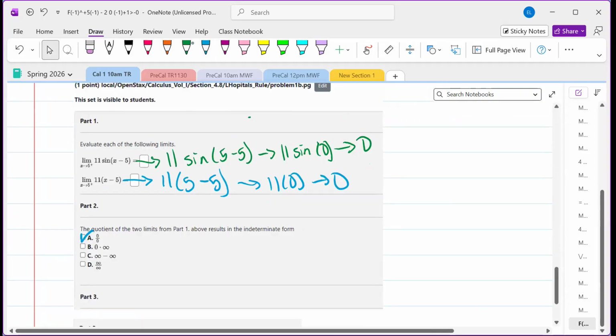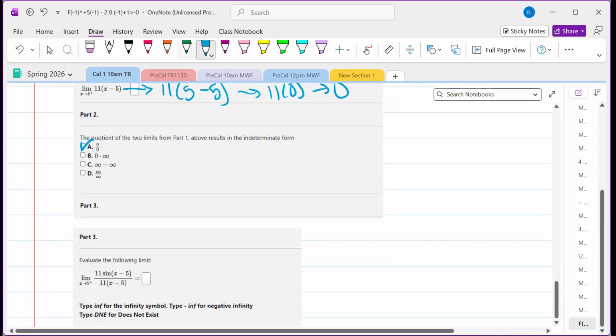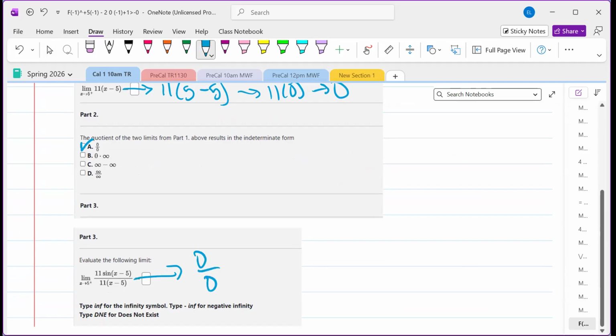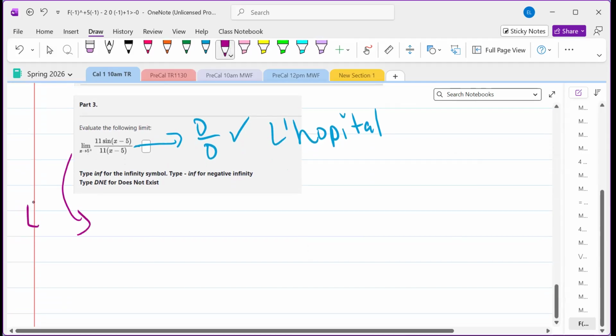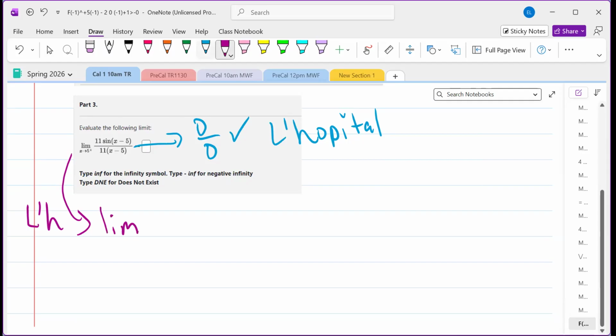So that 0 over 0 is the indeterminate form. And that is a form where we can apply L'Hopital's rule. So now we're going to evaluate the limit, but we determined the 0 over 0. So now I can use L'Hopital's. So I do the derivative of the top on its own, and then the derivative of the bottom on its own. I still have my limit, the limit as x approaches 5 from the right.